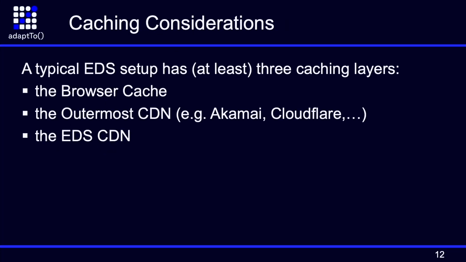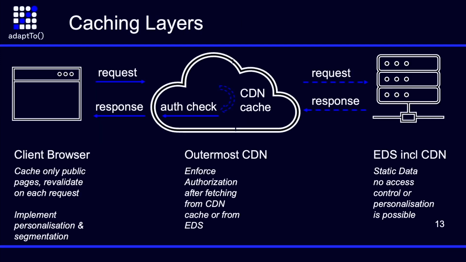An important topic to talk about is caching. In a typical EDS setup, we have at least 3 caching layers. We have the browser cache, we have the outermost CDN, so Akamai or Cloudflare, and we have EDS, which itself has a CDN cache. So I'm going from right to left this time.